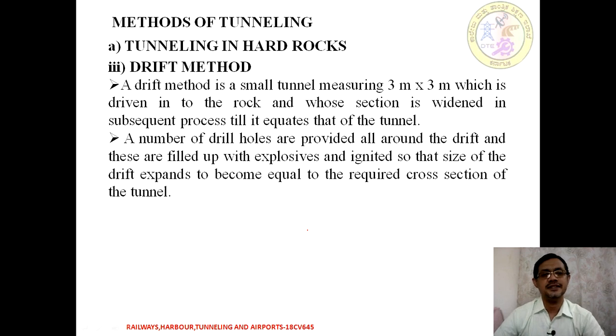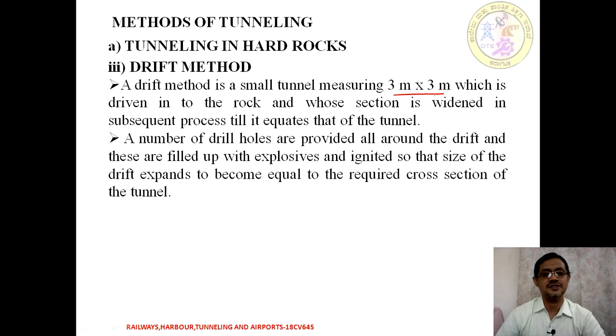The next method is the drift method. A drift method is adopted in the case of smaller tunneling where the dimension is 3 by 3 meters, which is to be driven in the hard rock, and whose section can be widened in a subsequent process until it equals the tunnel dimension. In this method, a number of drill holes are provided all around the drift, so that these can be filled with explosive and ignited.